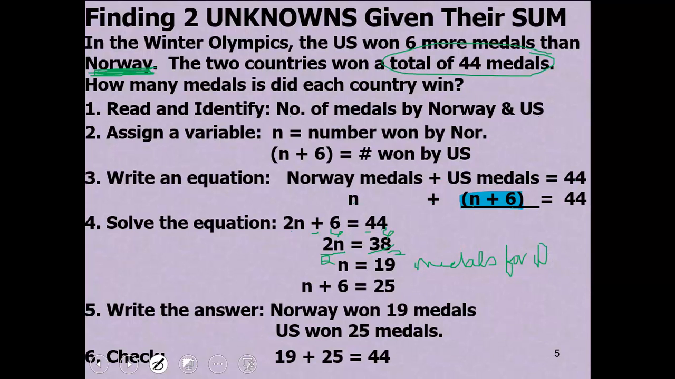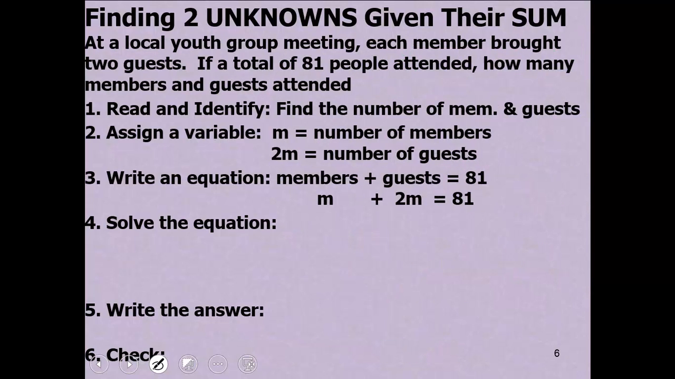Medals for Norway. Then n plus 6, I'm just going to add 6 to this, and that gives me 25. So that means the U.S. won 25. Now let's check for reasonableness. If this is true, if we did this correctly, then 19 plus 25 better add up to 44, and it does.